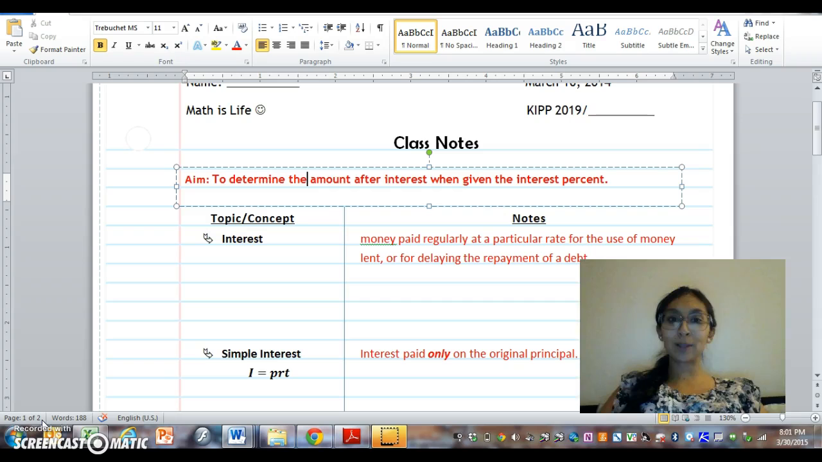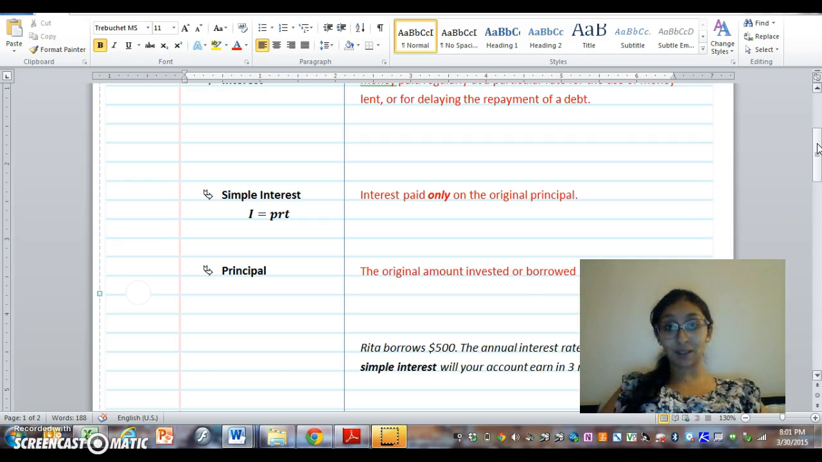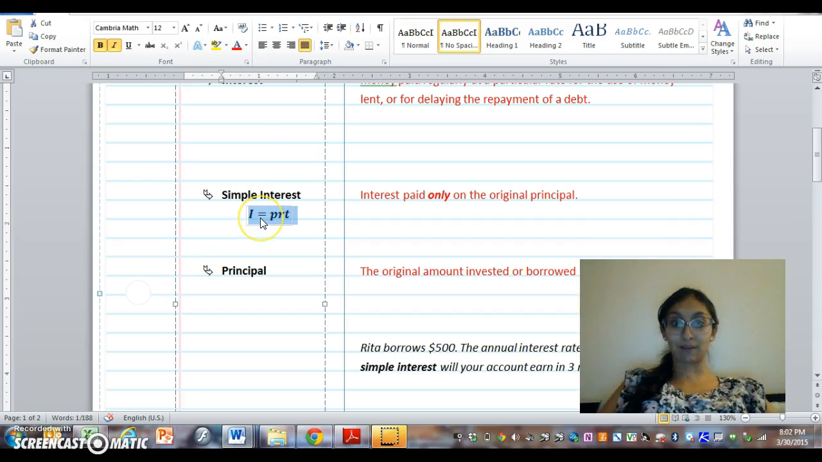I wanted to take a moment to show you one small change I made for very big reasons. That change, if you look on the screen, is below, where we got to simple interest. When we got to this section, I taught everything the same way, I used the same class notes, but this is the part that I got rid of this year, the formula.